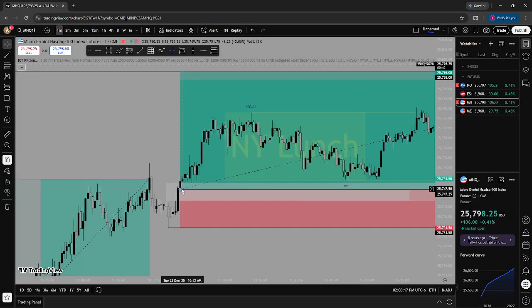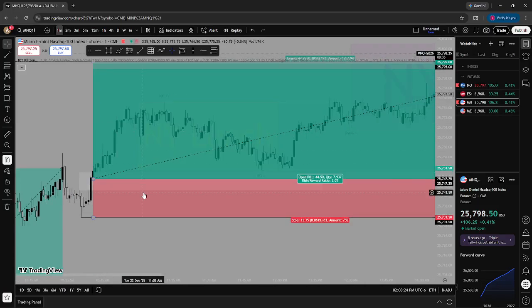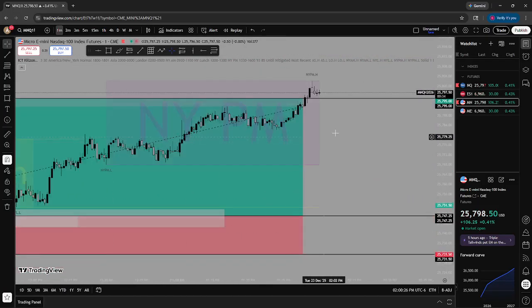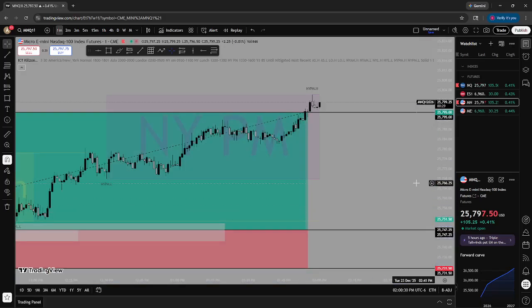Set my entry to that, put my stop loss at the low right before the fair value gap, set my take profit to the New York AM highs, and sadly I did not get wicked in at all. It did hit my take profit just now, but too bad I didn't get wicked into this trade, so can't really count it.